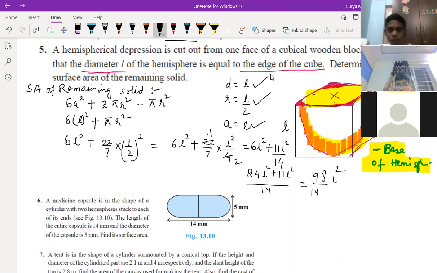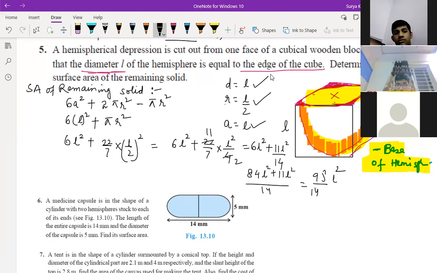Sir, I got it, sir. Here I thought L square by 2 you have written, it must be 4, I think. But it was correct, sir. 6L square plus pi r square, this is correct only. So pi r square, pi is 22/7, r is L by 2. R is L by 2 only, no?